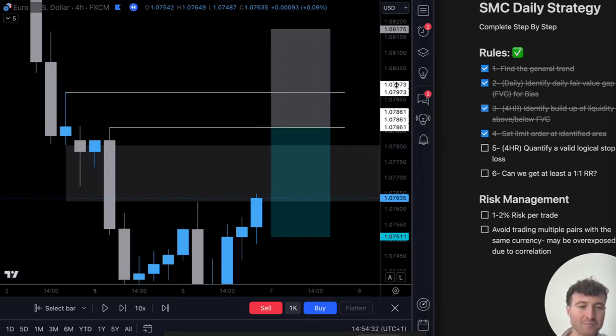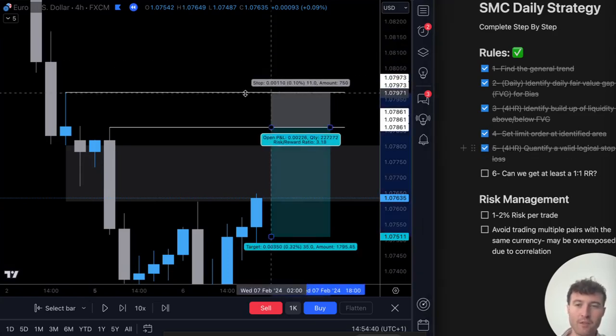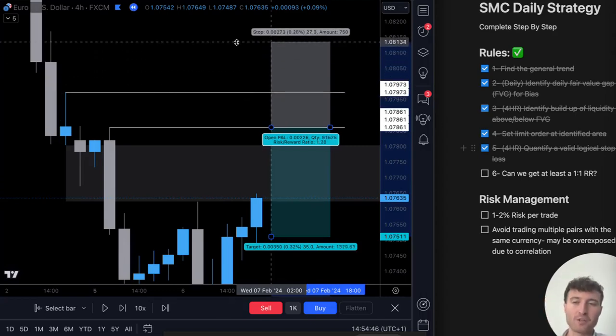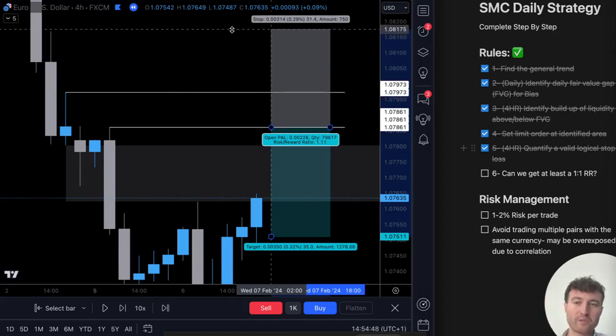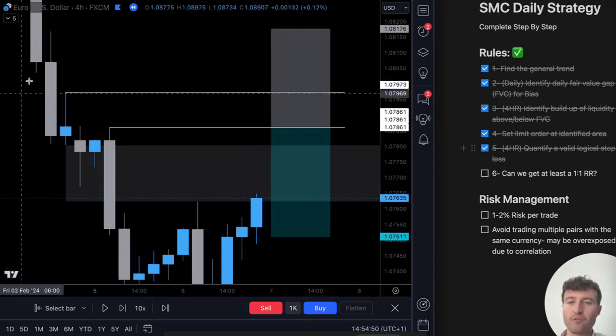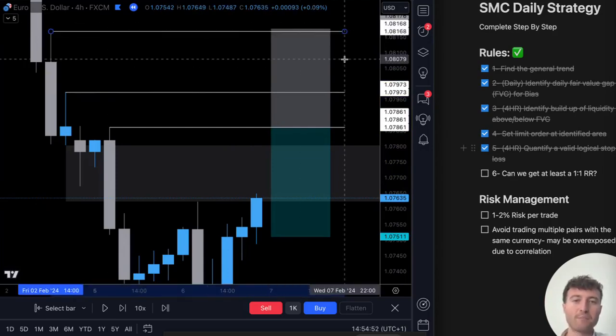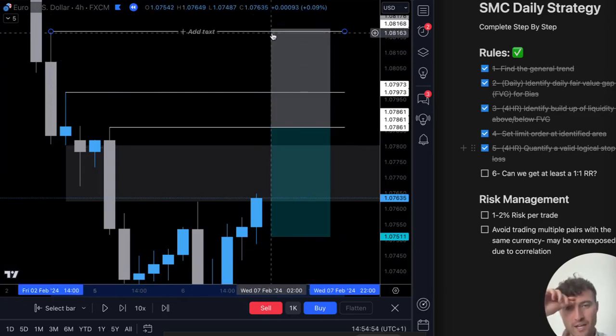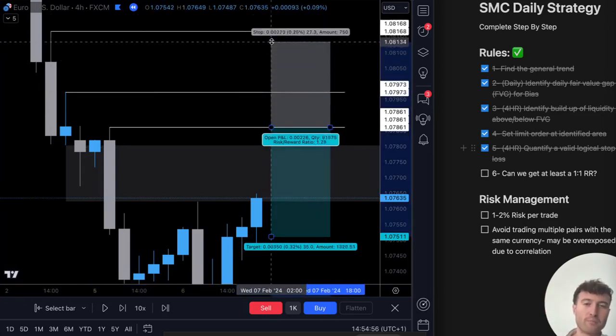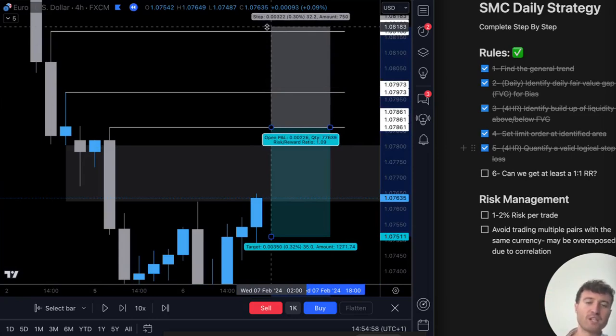And then in terms of a quantifiable, valid, logical stop, number 5, basically we want to cover this liquidity sweep here. Of course, that looks way too tight in terms of a stop loss. So a logical stop to me looks like just above this resistance area right here. Not only have we given the trade room to breathe, we've also got it above this resistance area.